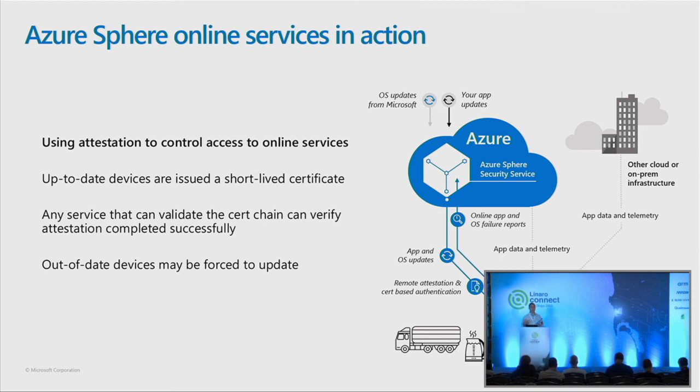And if those two things are true, then the device receives a certificate, and that certificate can then be presented to any other cloud service, not just Azure. And if you have the certificate chain to verify that certificate, you know effectively that Microsoft has gone through the attestation process with this device, and the device is an Azure Sphere device.